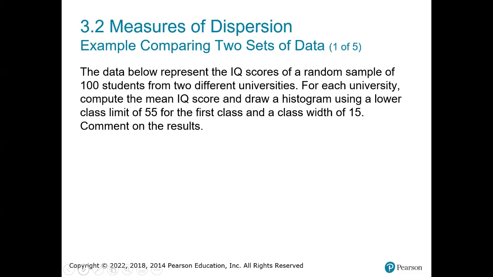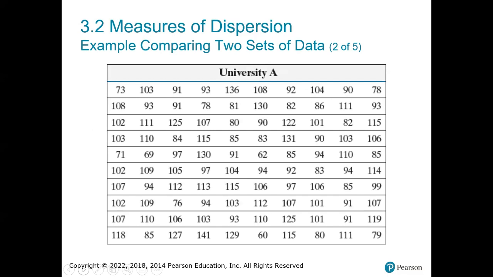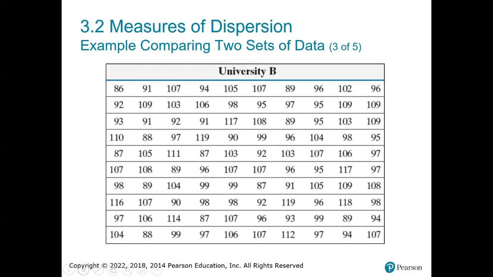Because it's a lot of data, I will have done this for you already. I would never have you hand type 100 pieces of data into StatCrunch twice to do this. All right, so here's University A. Again, there are 100 different IQ values of 100 different students in the university. We also have University B, a totally different university, with totally different IQ scores for their 100 students.